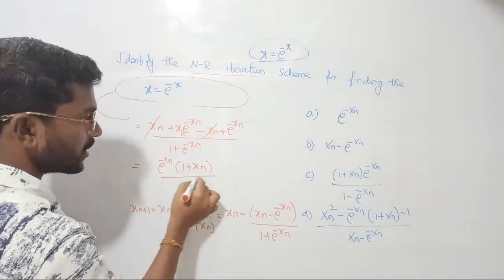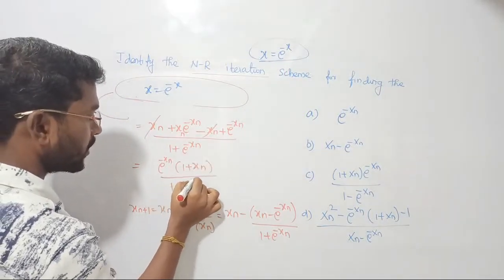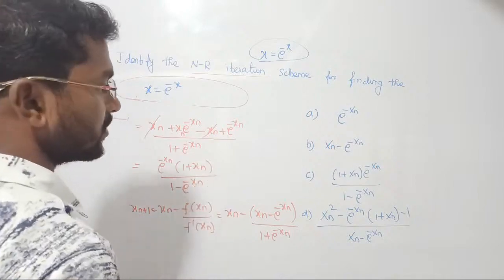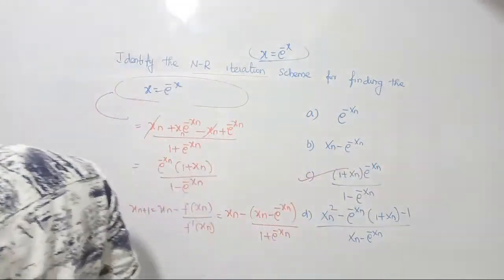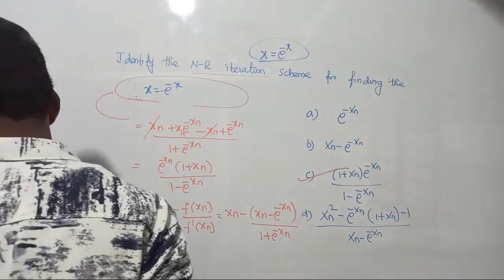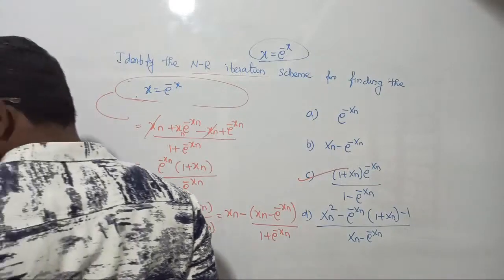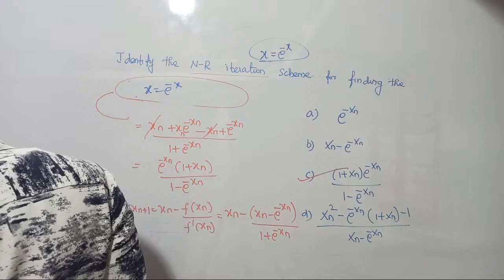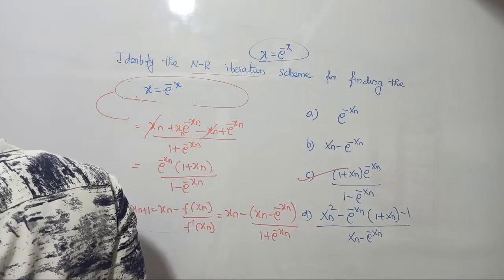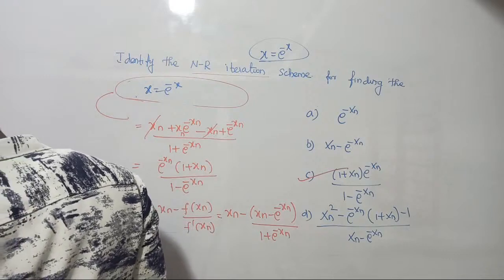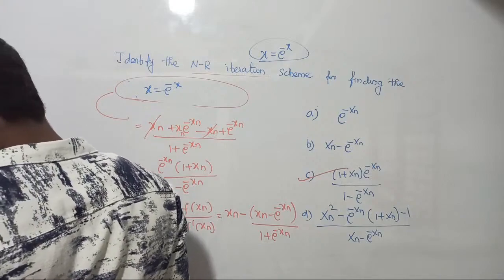Don't we have any option like this? 1 minus e power minus xn. Where is the answer? Option C, right? Just try it by yourself, right? Fine. Next, again, the same type of iterations you will be requested. Okay, guys, that's all.